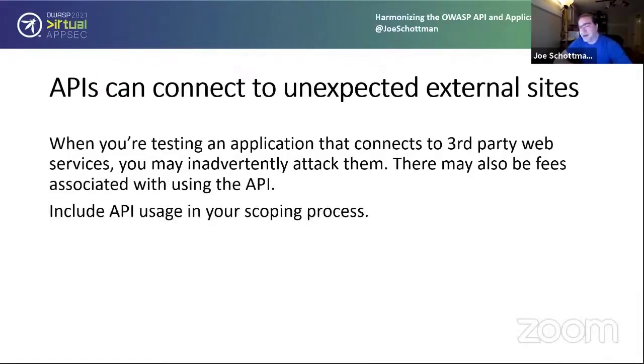So when you're doing a scoping document or scoping process for a new application, make sure that you figure out if it's calling any external third-party APIs, or even internal APIs within a company where there may be additional notification that's necessary.